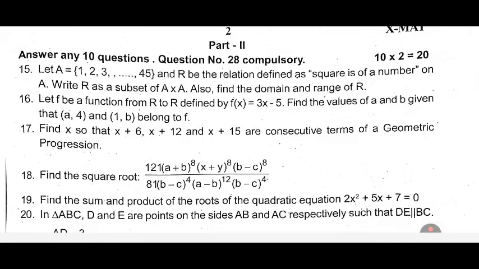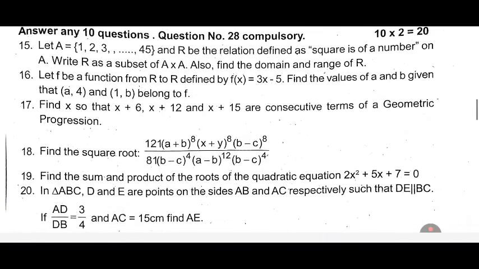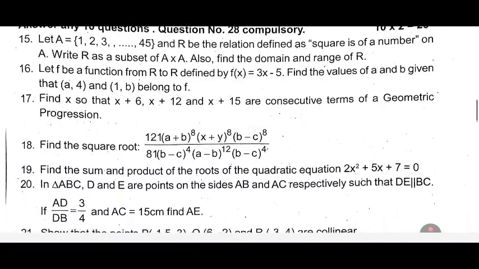15th one, let A is equal to 1, 2, 3 ல 45 வரையும் and R be the relation defined as square of its number on A. R as a subset of A into A. Also find the domain and range of R. ஸோ என்ன தான் ரீட் பண்ணாலையும் பார்த்து மார்க் பண்ணிக்கோங்க ஸ்டூடெண்ட். 16th one, let f be a function from R to R defined by f of x is equal to 3x minus 5. Find the value of a and b given that (a, 4) and (1, b) belong to f.